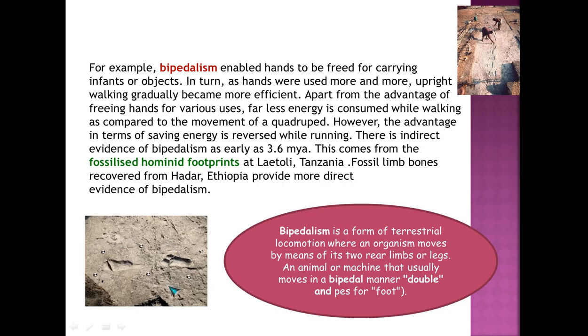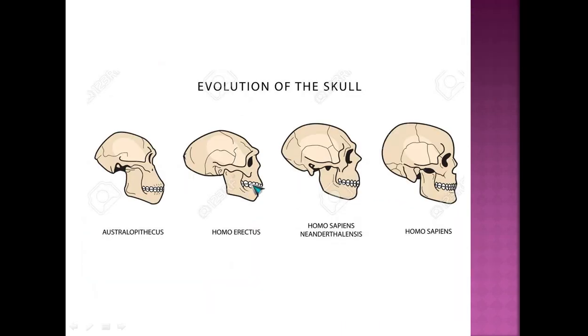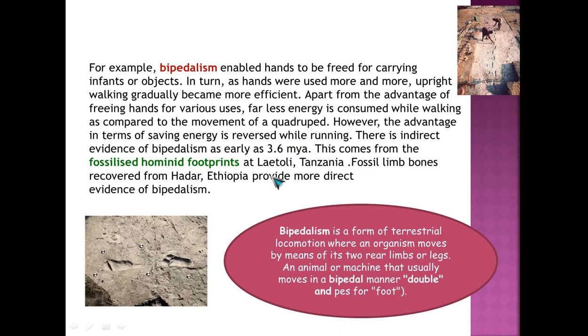And these kinds of footprints were seen in which places? They were seen in Laetoli, Tanzania. Fossil limb bones recovered from Hadar, Ethiopia, provide more direct evidence of bipedalism. Okay, so all these kinds of findings from different parts of the world can also be used as points in your essay writing.